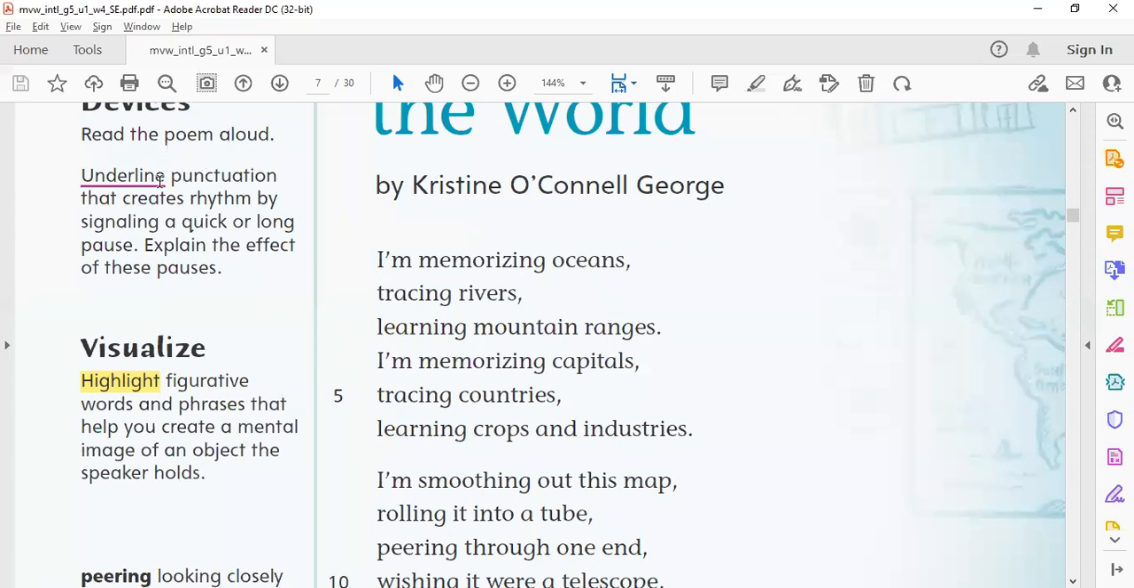So here we have a question. Underline punctuation that creates rhythm by signaling a quick or long pause. Explain the effect of these pauses. So here, guys, if you notice, we have a comma and sometimes we have a full stop. What is the difference between a comma and a full stop? When we have a comma, do we get a long stop or a short stop? Short stop, very well.